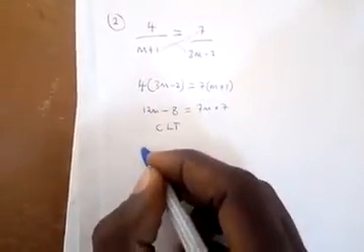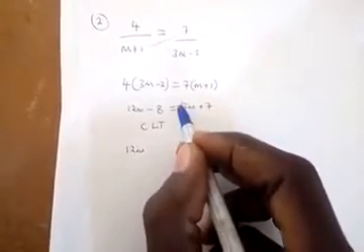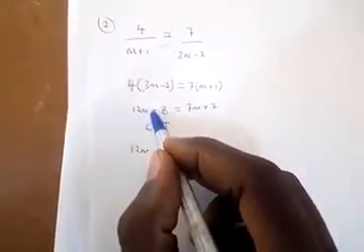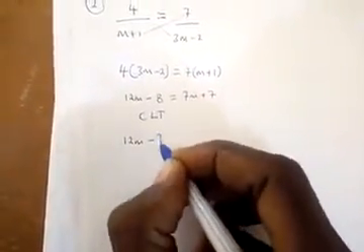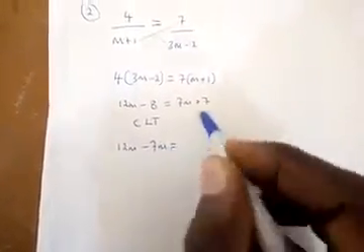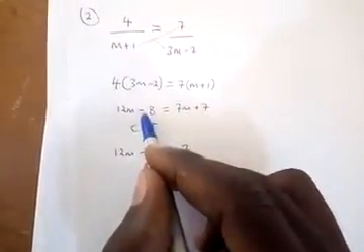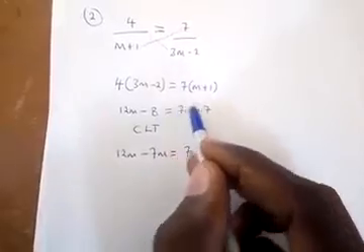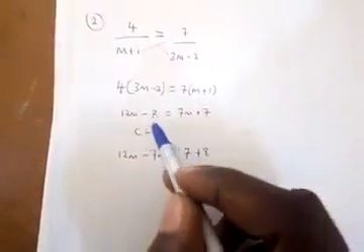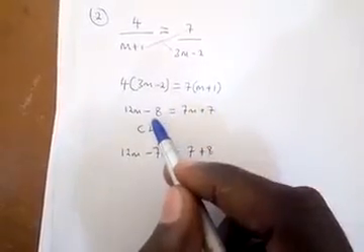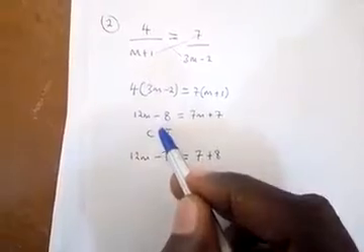So I will have 12m. This is plus 7m; by the time it's coming back here, it will become minus. So I will have minus 7m equals to 7, and this is minus 8. If the minus is crossing the equality sign, it will change to plus, so I'll have plus 8. Anytime a sign is crossing the equal sign, it will change. Minus crossing will change to plus. Plus crossing will change to minus.